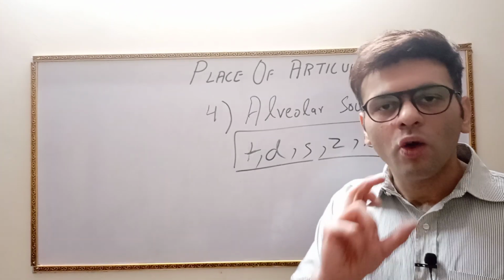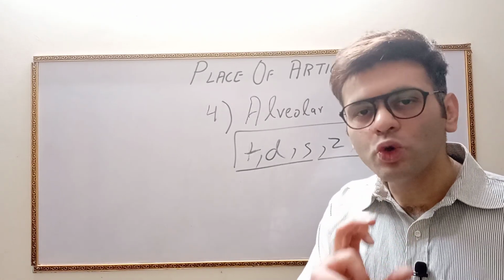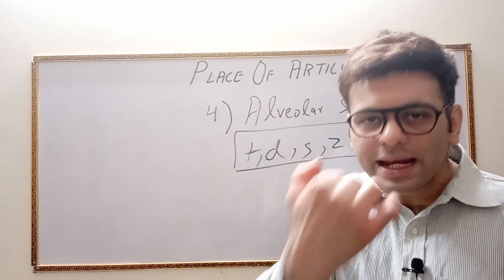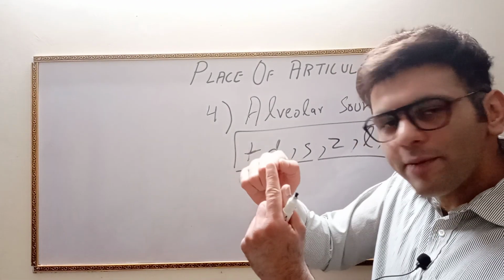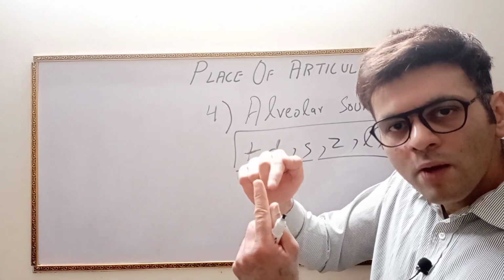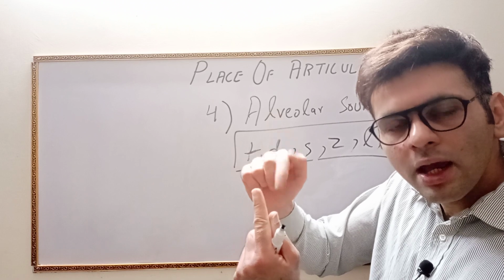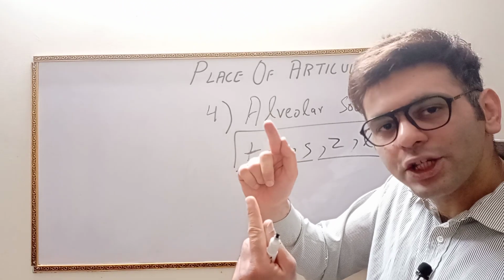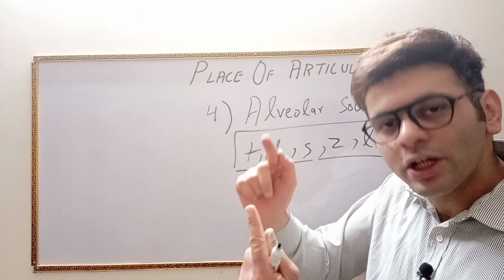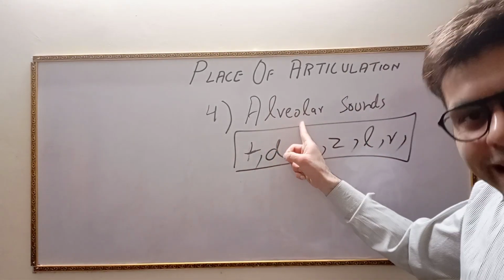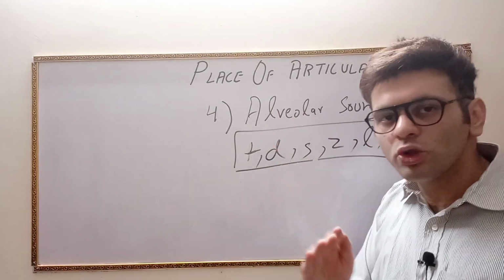All of them, whenever you pronounce them, you can easily feel inside your mouth that the tip of the tongue is touching, persistently touching the back of the upper teeth, and that is your alveolar ridge. So that's the fourth classification. Now we are going to jump to the next classification.